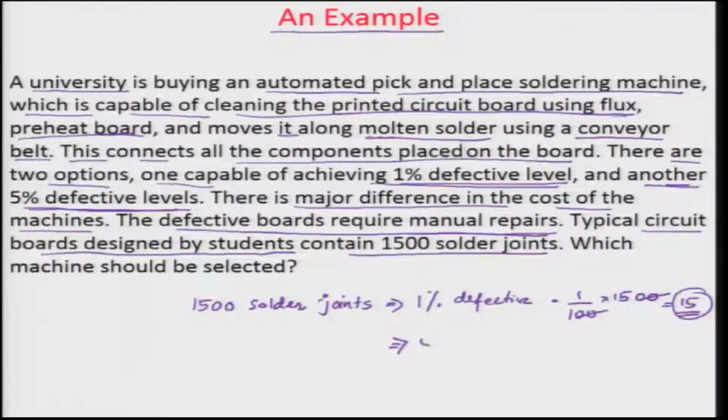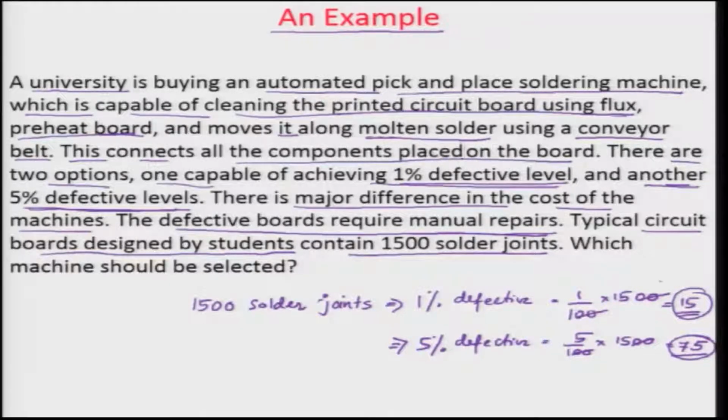When you talk about 5% defective boards, what are we talking about? It is 5 divided by 100 multiplied by 1500. So that is 15 times 5, which is 75, yes. So you have 75 of these joints that will be defective.